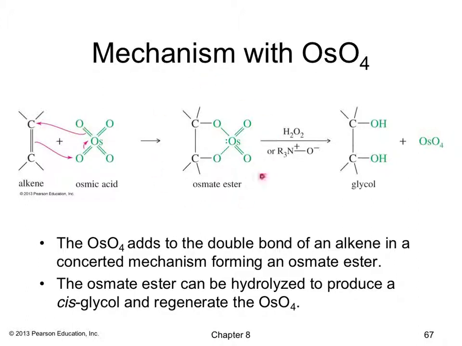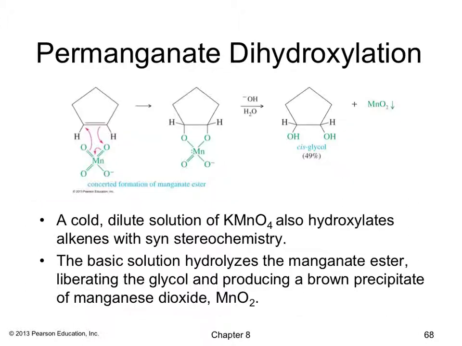So here you generate an intermediate, which is the osmate ester, and in the presence of peroxide, or this reagent over here, it'll cleave off the osmium so that you generate your glycol. So osmium tetroxide adds across the double bond of an alkene in a concerted mechanism forming this osmate ester. The osmate ester will be hydrolyzed to form the cis glycol. So again, this is on the same side, so it's cis.